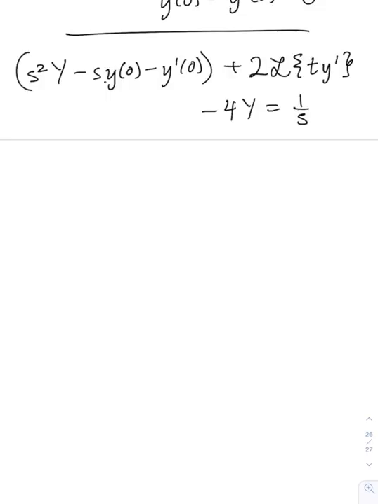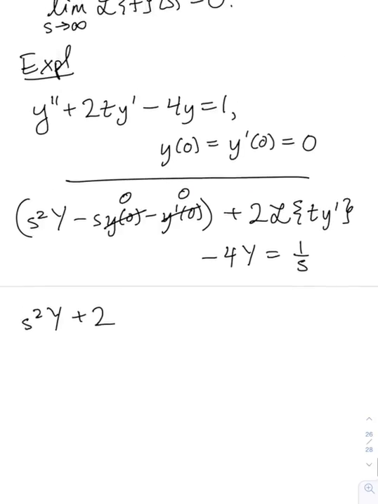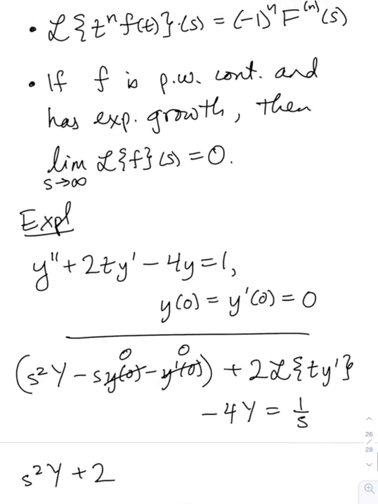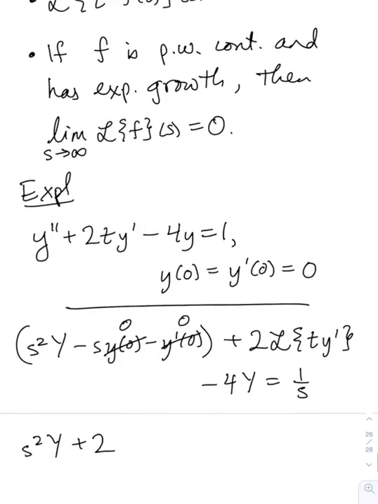Now, y of 0 is 0, and y prime of 0 is 0 in this problem. So this gives me s squared Y plus 2. Now I'm going to use that property of that first fact, if I scroll back up here, that first bulleted fact right there. So n is 1. So I've got negative capital Y prime.